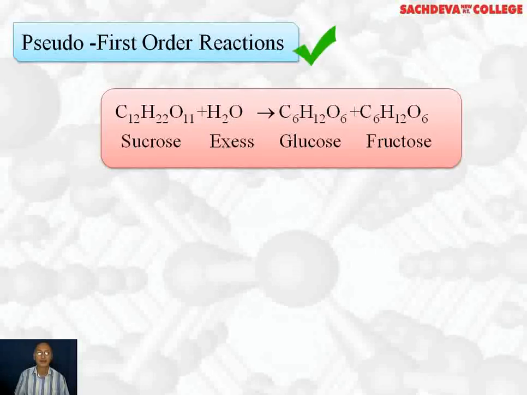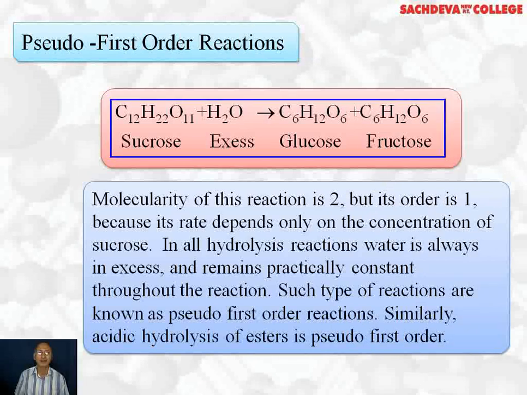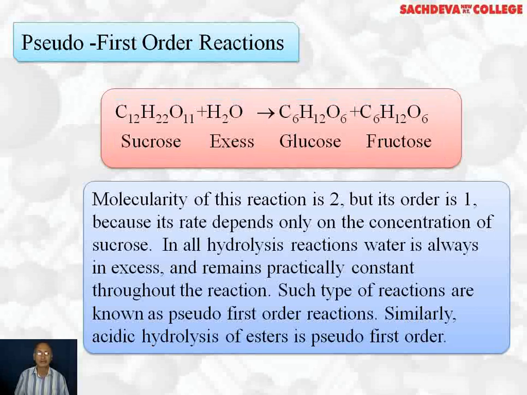Let's take up pseudo first order reaction. Those reactions whose molecularity is 2 but order is 1 are called pseudo first order reactions. For example, hydrolysis of sucrose gives you glucose and fructose. This is an example of a pseudo first order reaction. Why? Because its molecularity is 2 but order is 1. In a hydrolysis reaction, water is always present in excess and remains practically constant throughout the reaction. Such types of reactions are known as pseudo first order reactions. Similarly, acidic hydrolysis of ester is also a pseudo first order reaction.